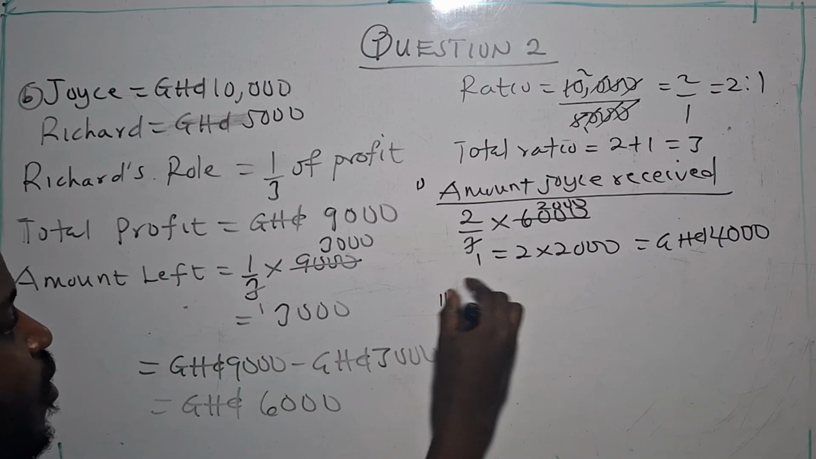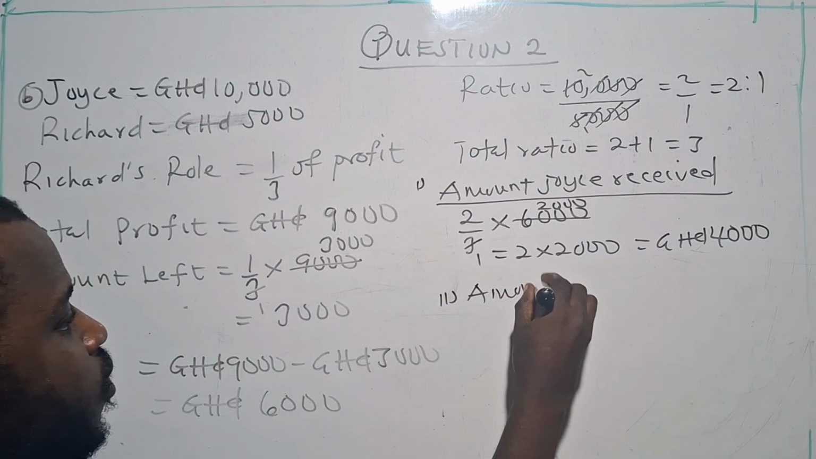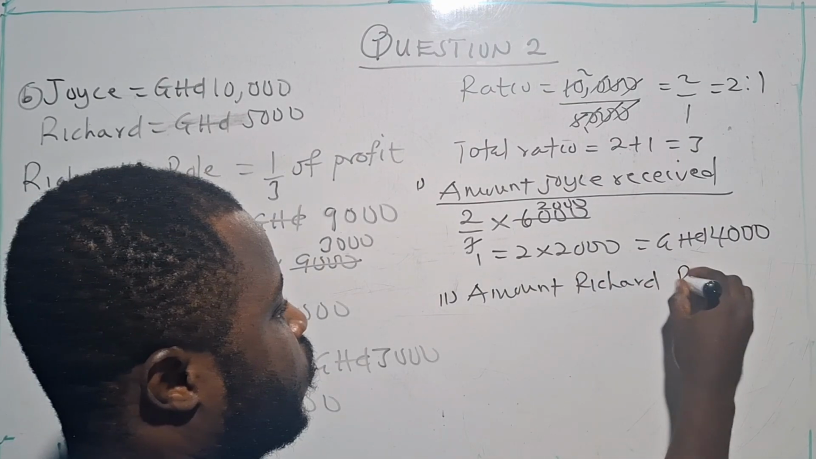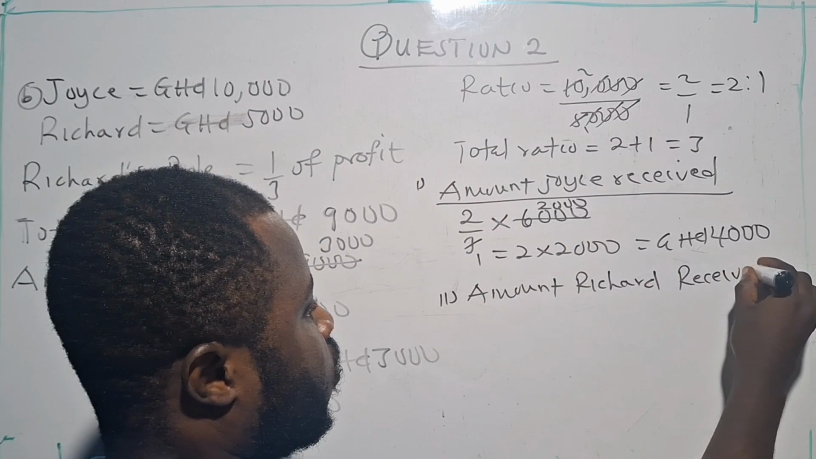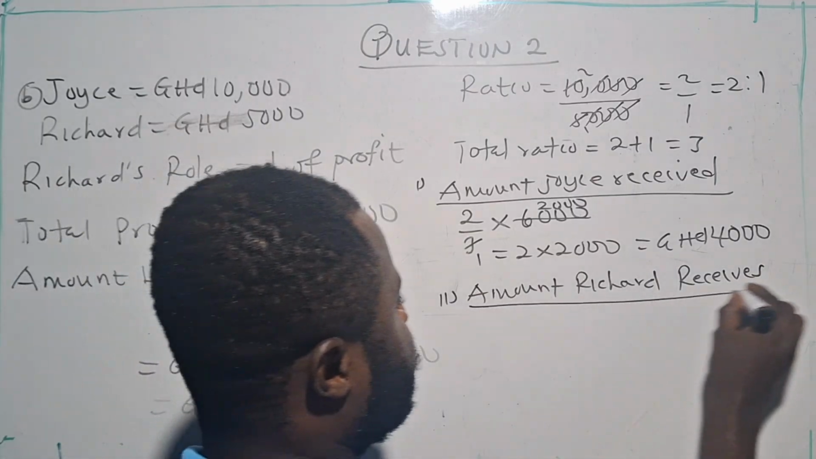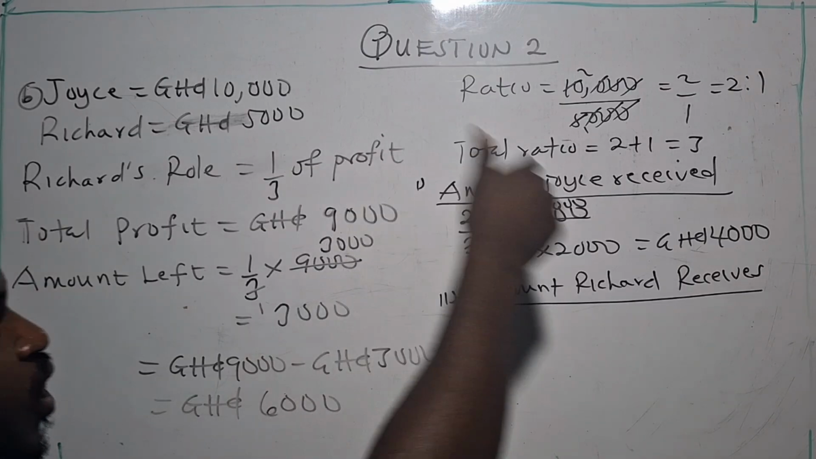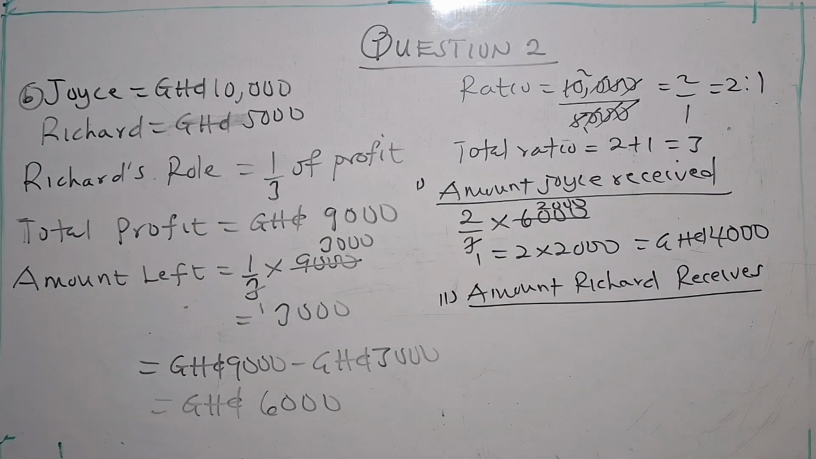So amount Richard receives. Yes, amount Richard receives in total. One thing you need to understand is that Richard has taken 3,000 as his role as manager already. And they are coming to share 6,000 again. And out of the 6,000, Joyce has taken 4,000 already.